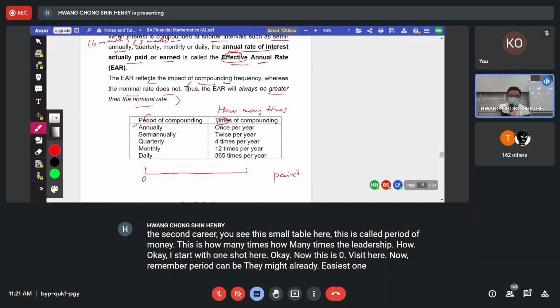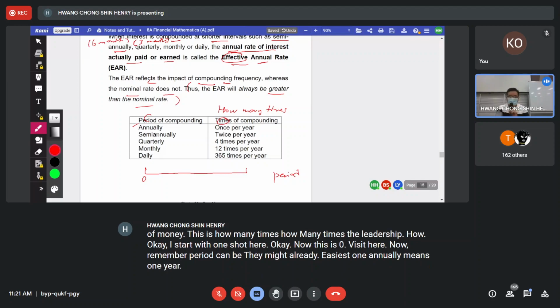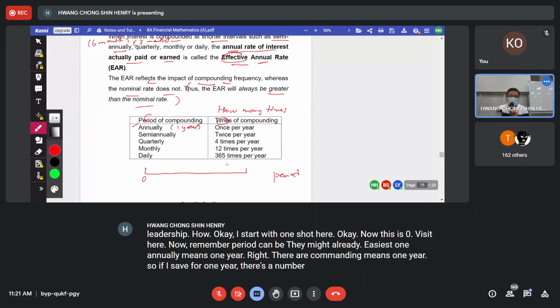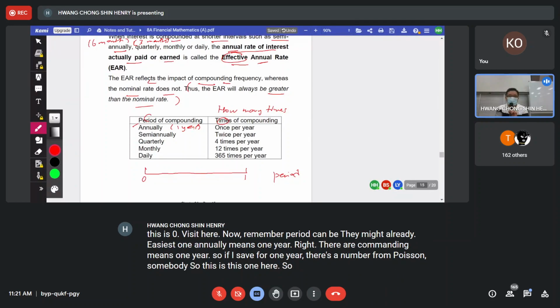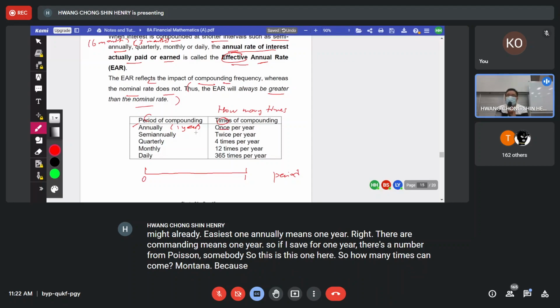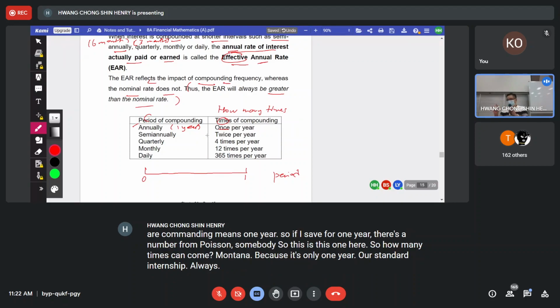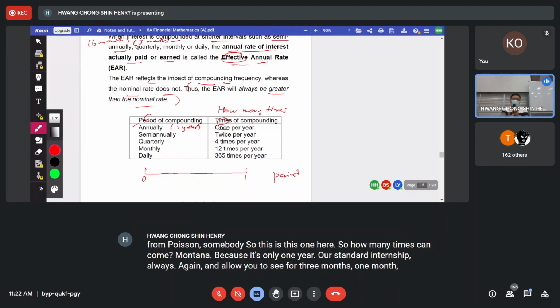Easiest one. Annually means 1 year, right? Period of compounding means 1 year. So if I save for 1 year, then senang lah. From kosong sampai 1. This is based on 1 year. So how many times can it compound? 1 time, because it's only 1 year. Okay, our standard interest rate is always per year. But again, the bank can allow you to save for 3 months, 1 month, 6 months. Because of that, you need to find the effective annual rate.